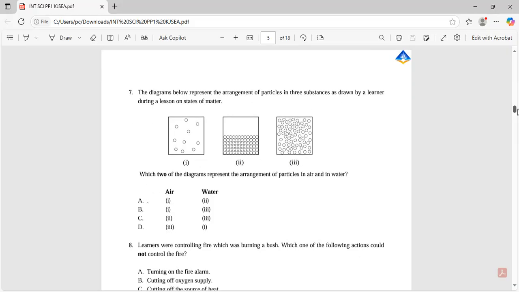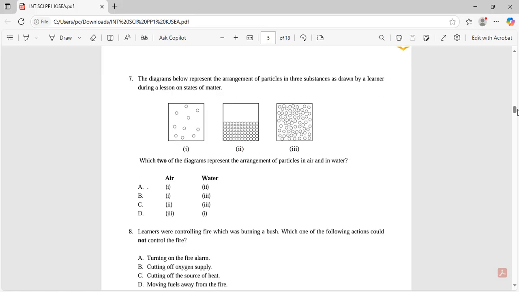Right, moving on swiftly. Next we have the properties of matter here. The diagrams below represent the arrangement of particles in three substances shown by Lana during a lesson on states of matter.